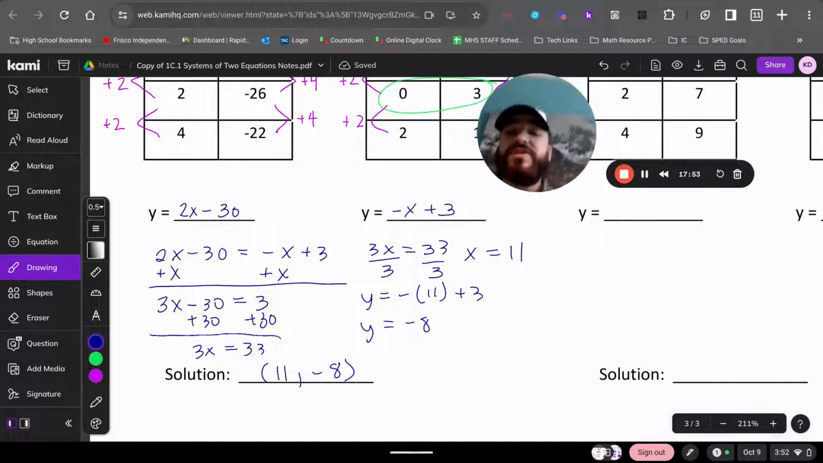Okay, and that is our substitution method. So once we have our two equations, we can set them equal to each other if they're both y equals, or I can plug in for any variable. So if I have an x equals equation instead, I could plug in for x. Then I'm just solving for the variable that I have left behind.